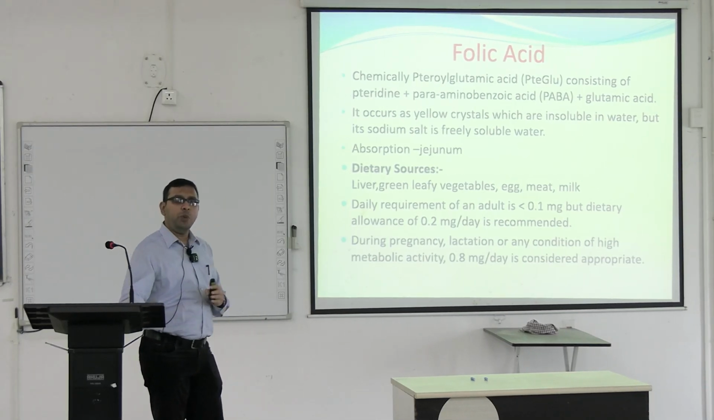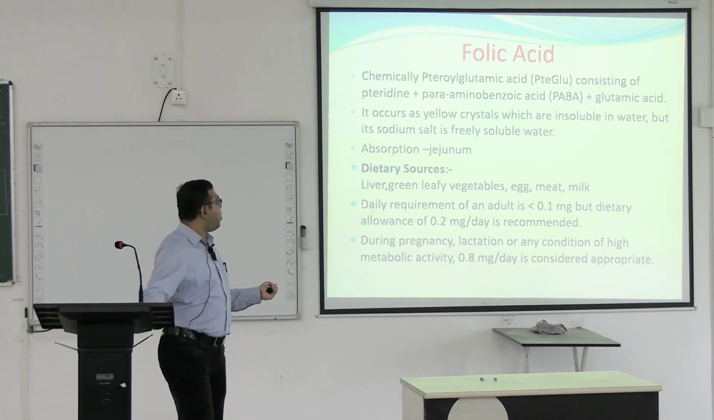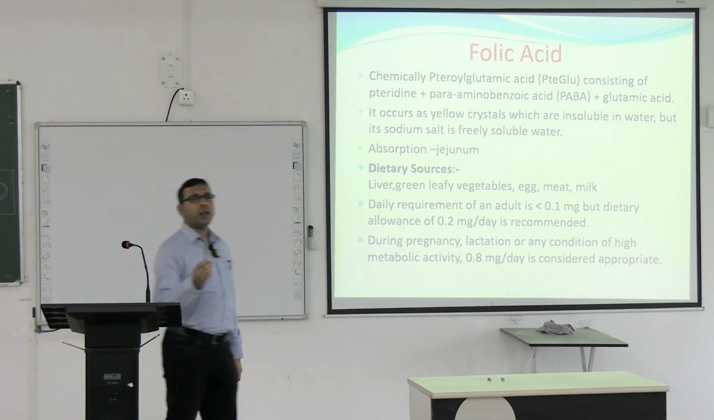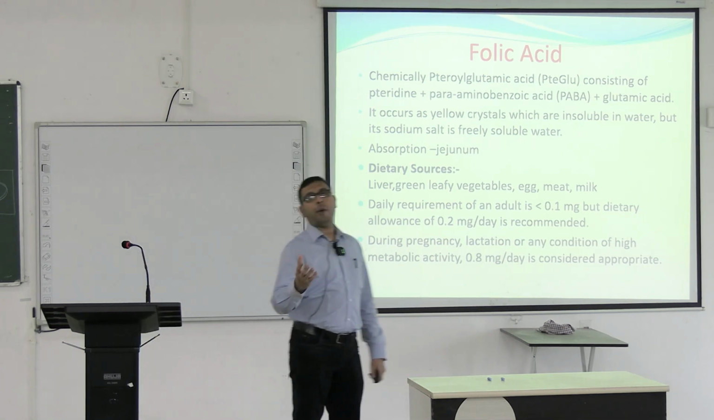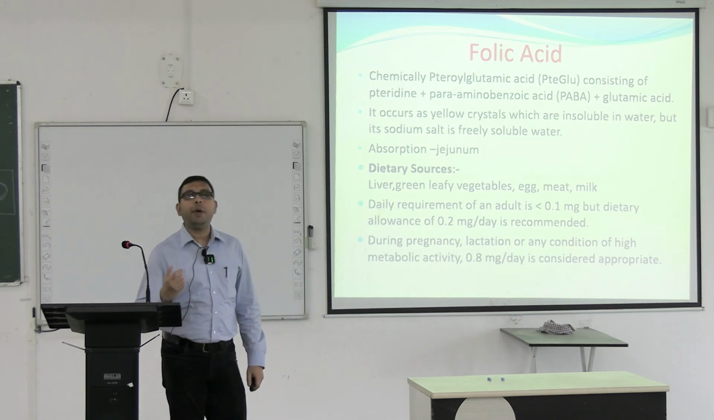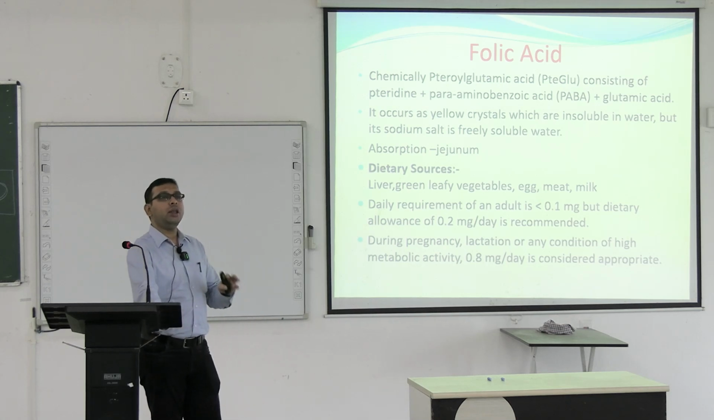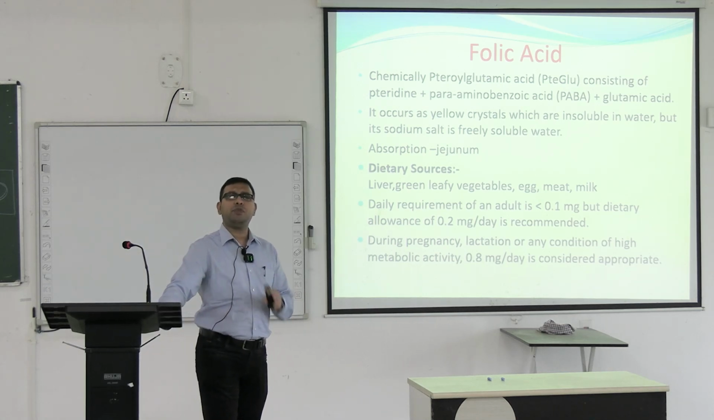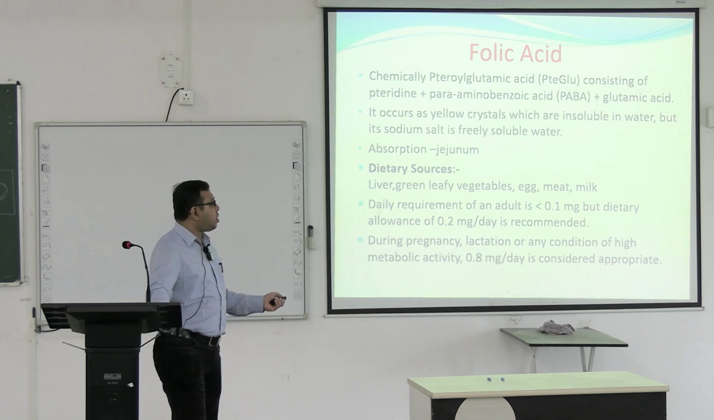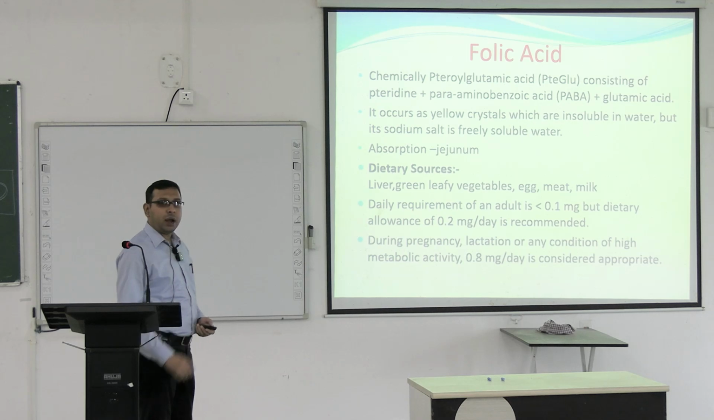Dietary sources: it is ubiquitously present in different vegetables, green leafy vegetables, liver, egg, meat and milk. For example, vitamin B12, as we saw in the previous class, is mainly available from different types of animal sources, but folic acid is present in different vegetables and is ubiquitous in nature. The daily requirement in an adult is less than 0.1 milligram; a dietary allowance of 0.2 milligram per day is recommended.